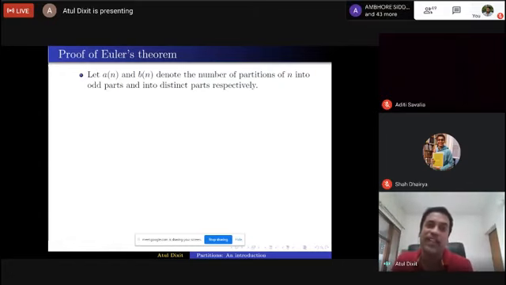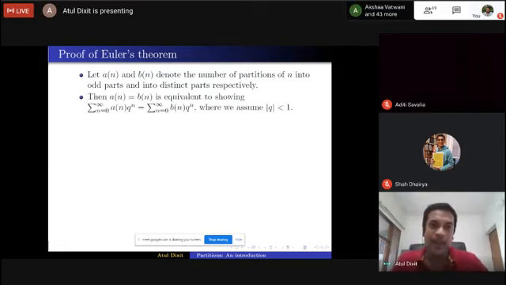So let me denote A of n and B of n as the cardinality of those two sets. The number of partitions of n into odd parts is denoted by A of n and the other one by B of n. We show that these two infinite series are equal. By linear independence of the monomials, this will imply that A_n equals B_n for all natural numbers.